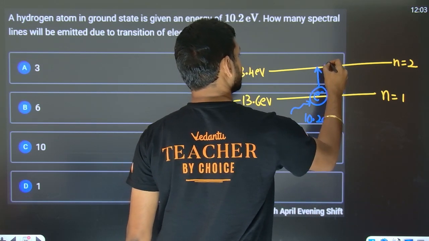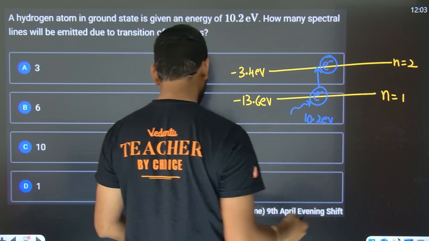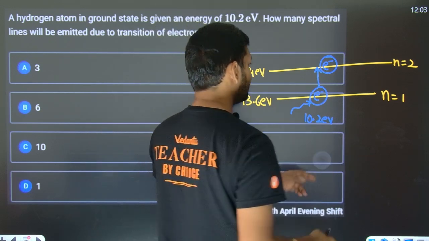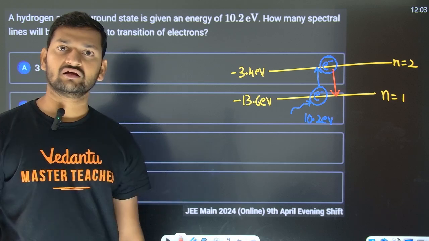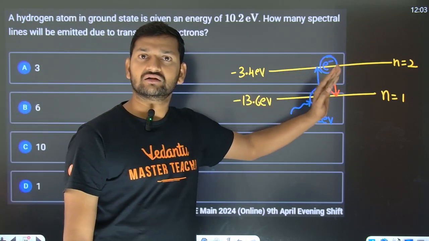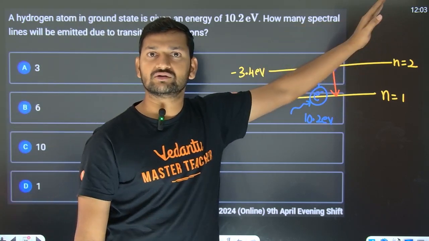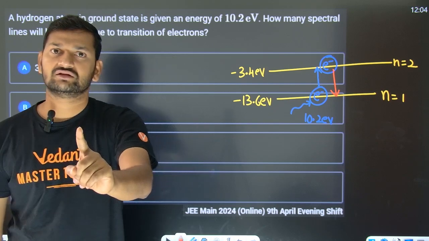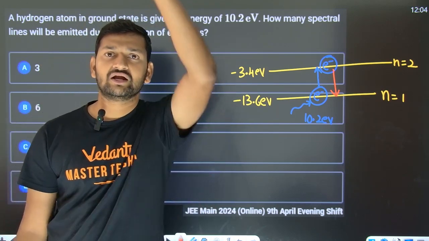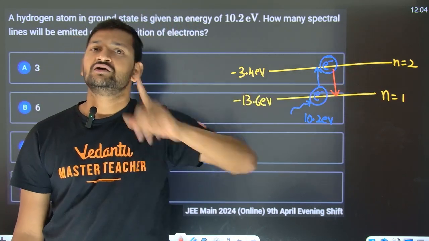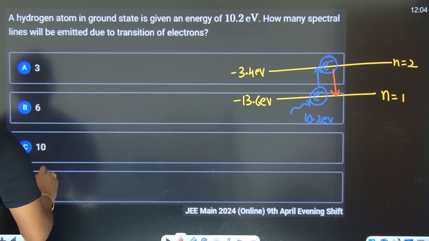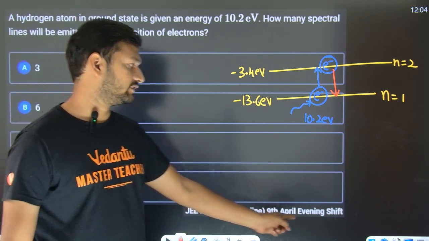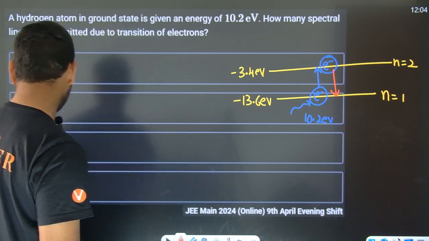Obviously it goes here. Now when it is going to de-excite, it has only one place to go, that is this. So how many will come? Only one photon will be emitted, right? When it is de-exciting, only one photon is going to be emitted. That photon will have one wavelength. That wavelength will belong to one particular vertical line in the spectrum. So you get only one spectral line. So the answer is 1. When did they ask? 2024, 9th April, evening shift.